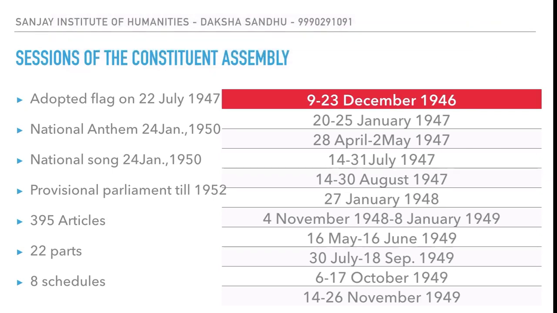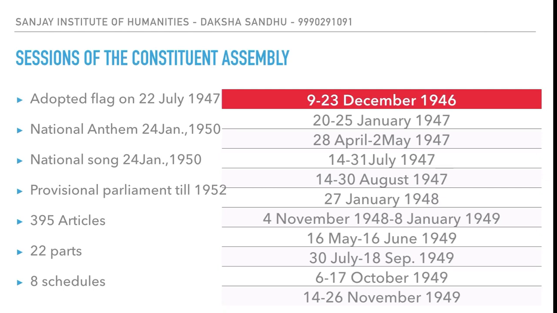The Constituent Assembly adopted the national flag on 22nd July 1947. We adopted the national anthem and national song on 24th January 1950.